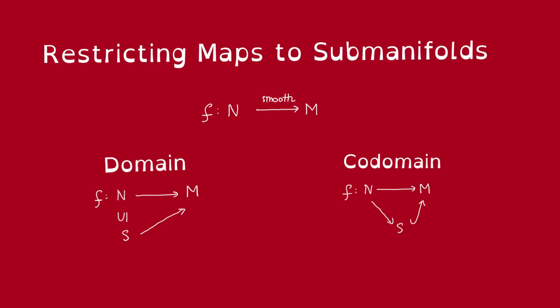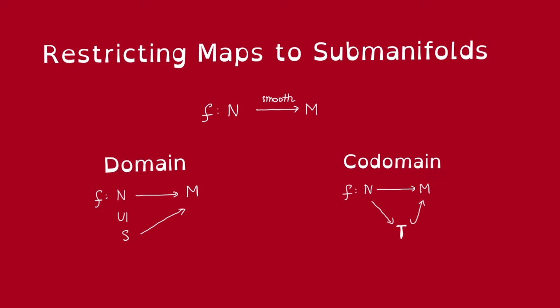The following question with respect to submanifolds. Does a smooth map remain smooth if we restrict it to a submanifold? So let's say F is a smooth map between smooth manifolds N and M. We split the question into two cases: restriction of the domain and restriction of the codomain.